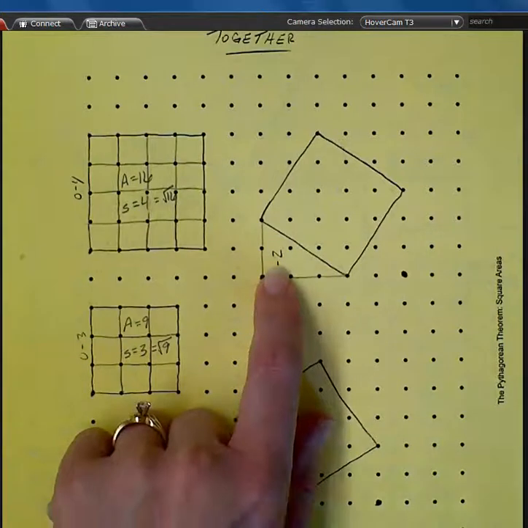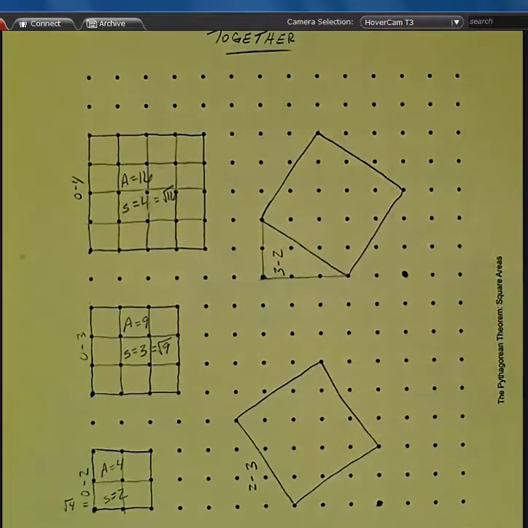So, 1, 2, it's about 3 times... about 9. So you're kind of guessing, right? So count the dots, but yeah. There's an exact way to find the area of that square.